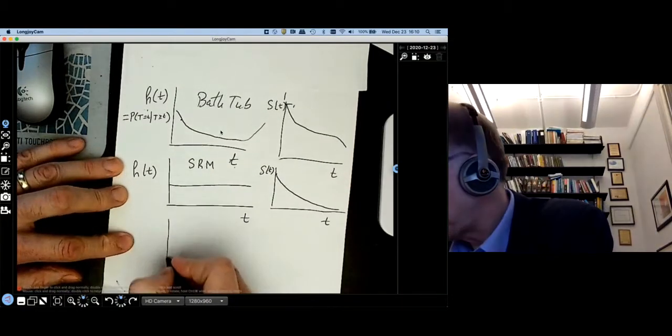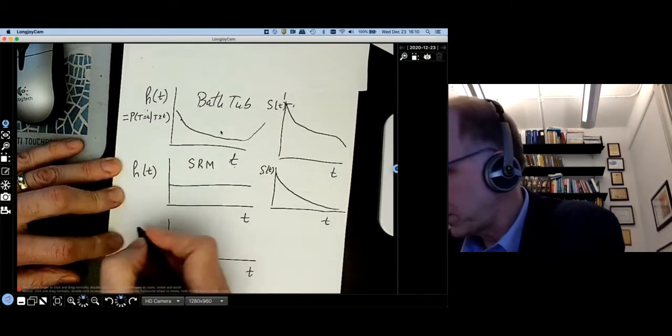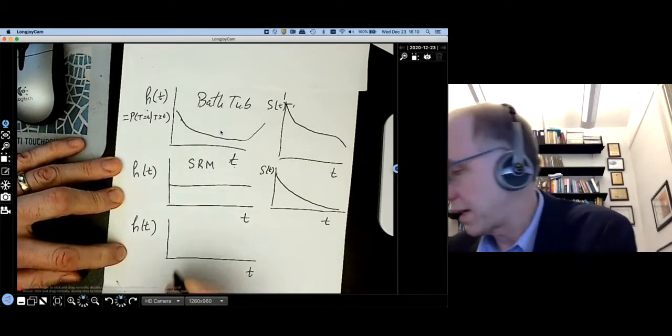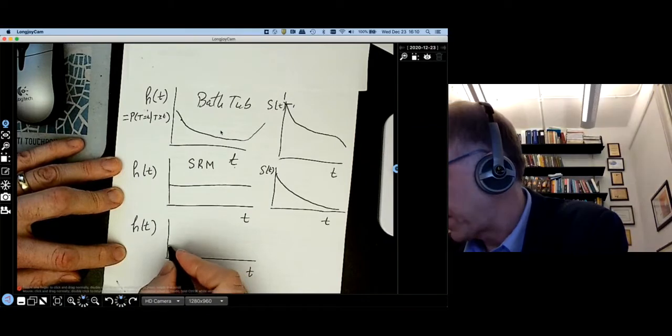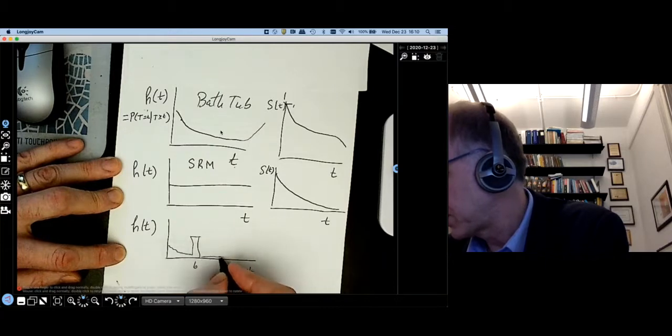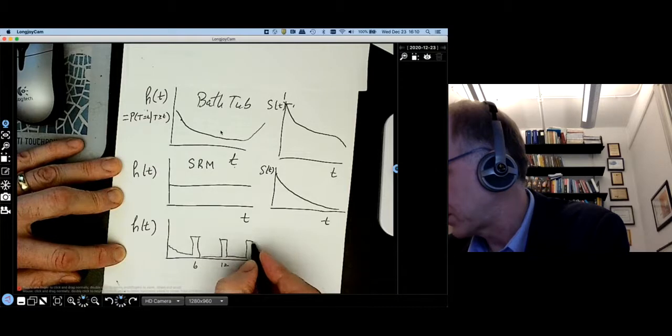If we have a situation where you have cancellation, so remember the cell phone example that we went over, maybe the hazard function goes down and then it shoots up at month 6, and then it's low until month 12, and then it shoots up again, and so forth.